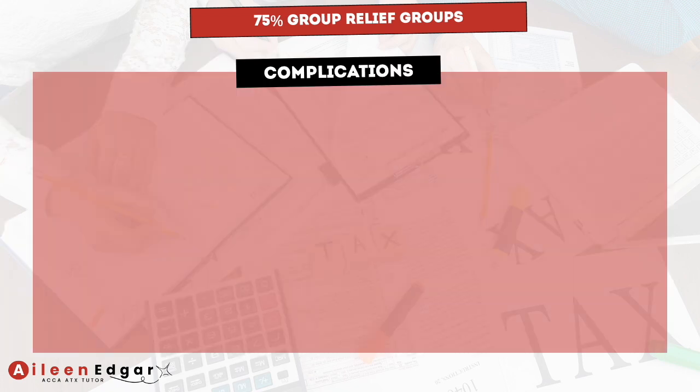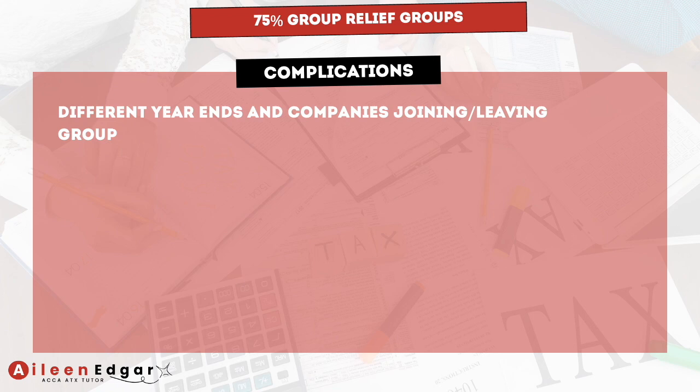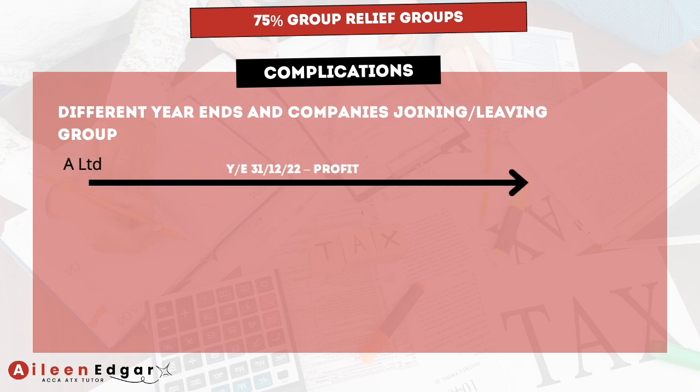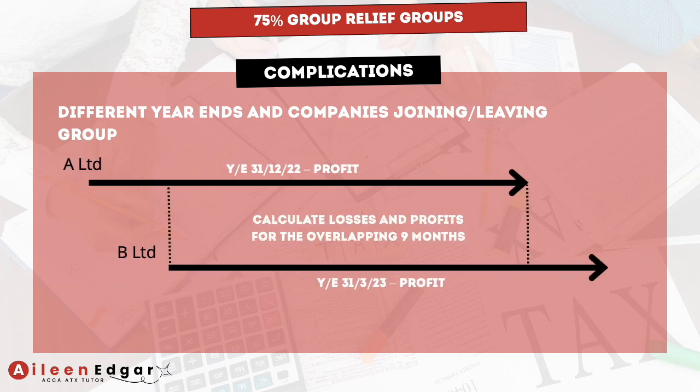A couple of complications to watch out for with group relief are where the companies in the group don't have the same year end, or where they've not been in the same group relief group for the whole time period of the loss. In either case, you're going to need to time apportion the profits and losses to arrive at the common time period and therefore the amount that can be shared.